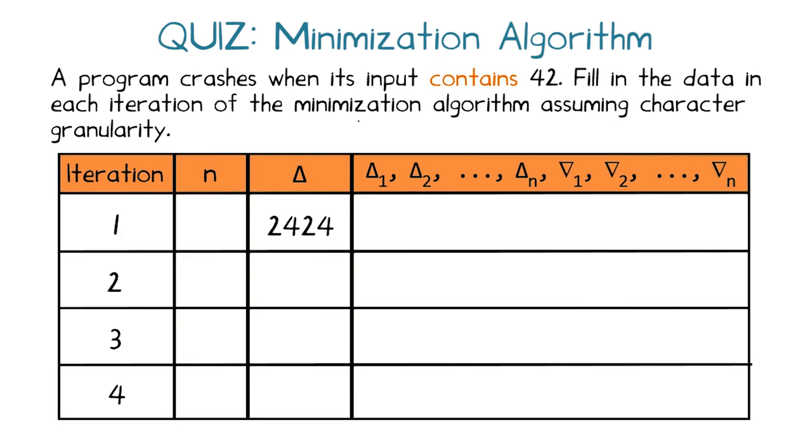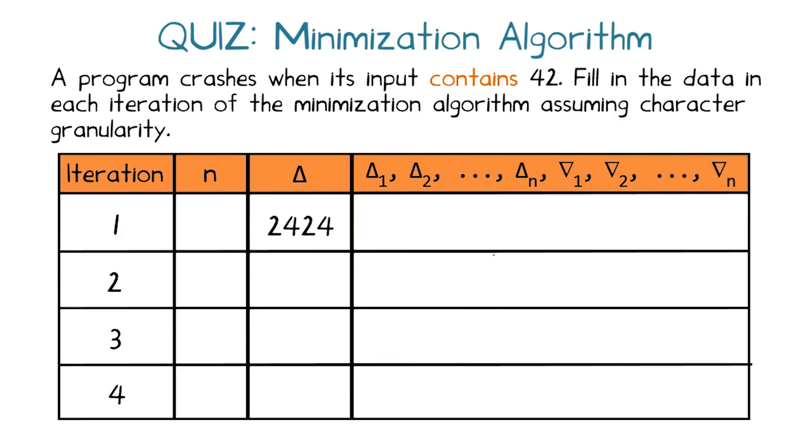Suppose a program crashes whenever its input contains the substring 42. And suppose we start with the original failing string 2424. Assuming that each elementary change consists of inserting a single character, let's see how the algorithm would minimize this string.